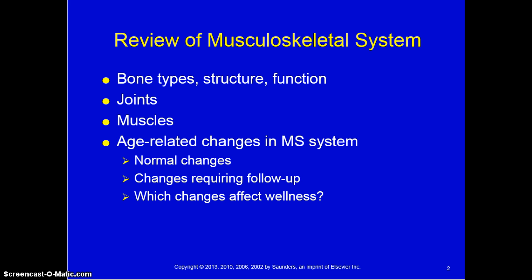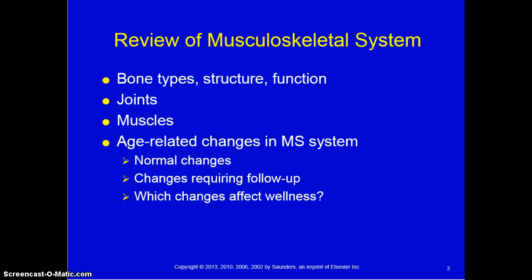Bursae then are small sacs lined with the synovial membrane and are located at joints and bony prominences, and that helps to prevent friction between bone and adjacent bones or structures that are next to it. If those become inflamed, then you end up with what's called bursitis, which can be painful.